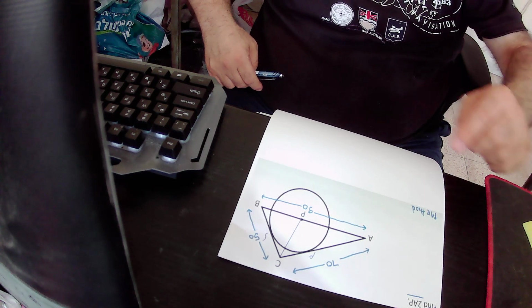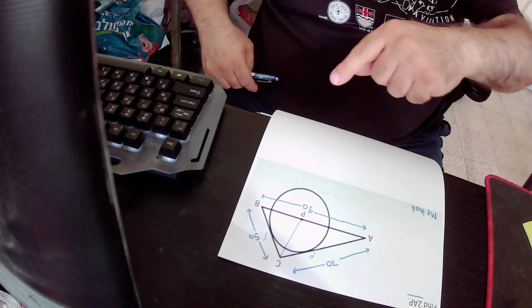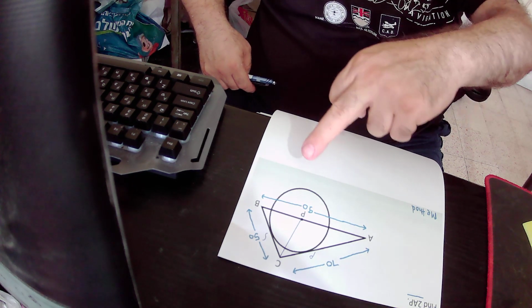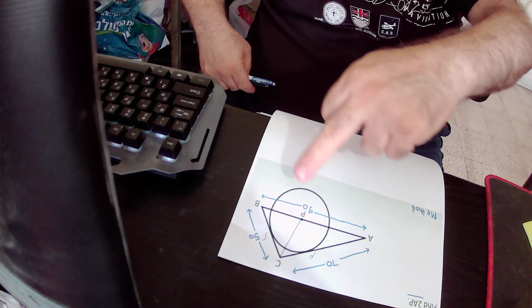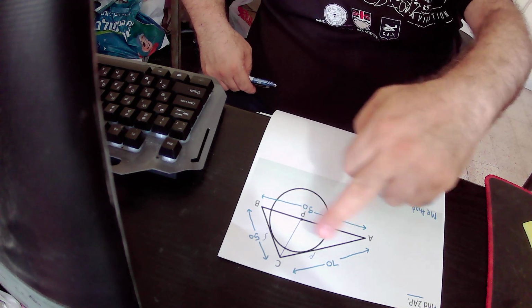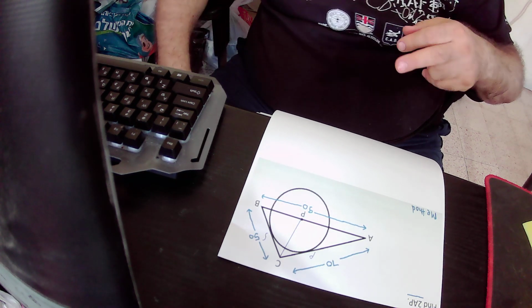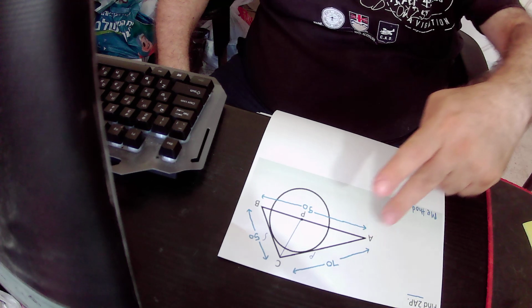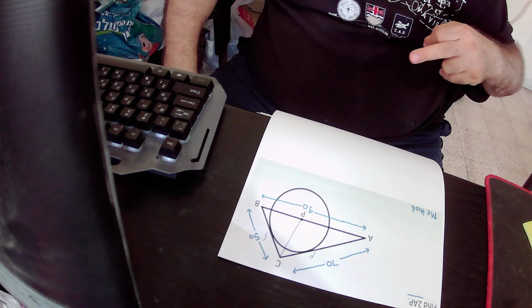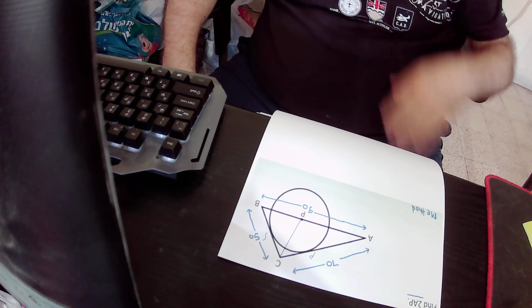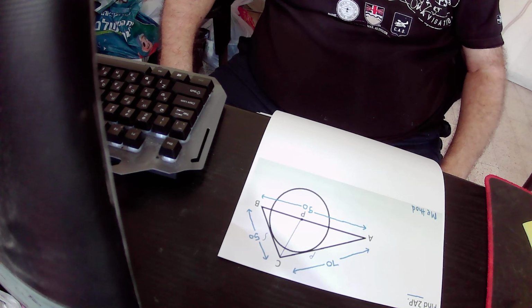I repeat again, the touching point between side BC of the triangle and the circle is called S, and the touching point between side AC of the triangle and the circle is called D. Now we will connect points P and D together.